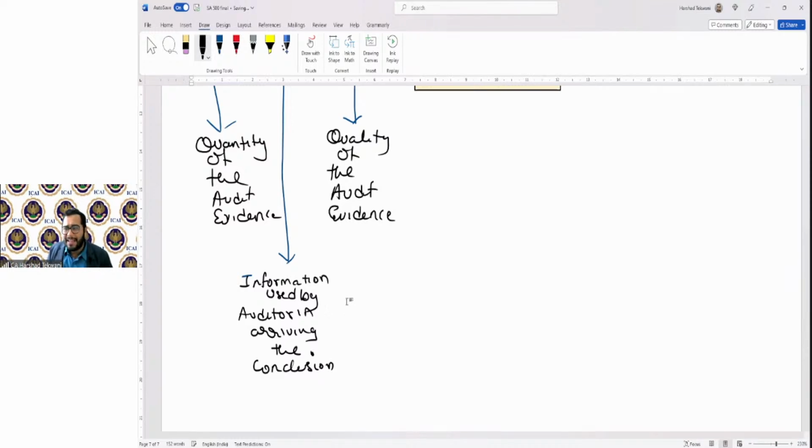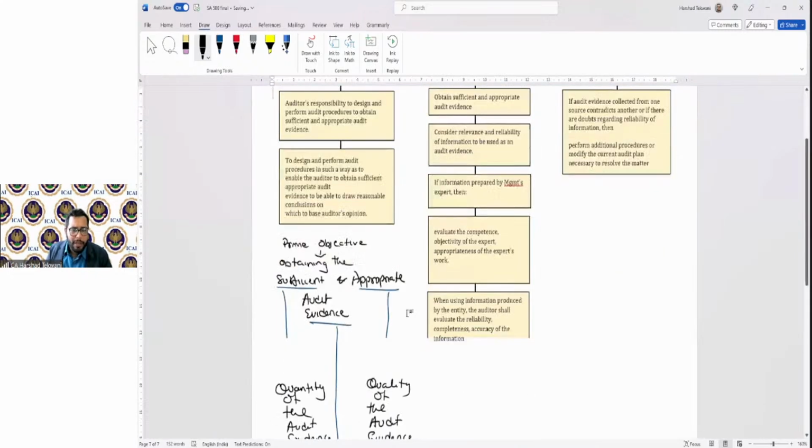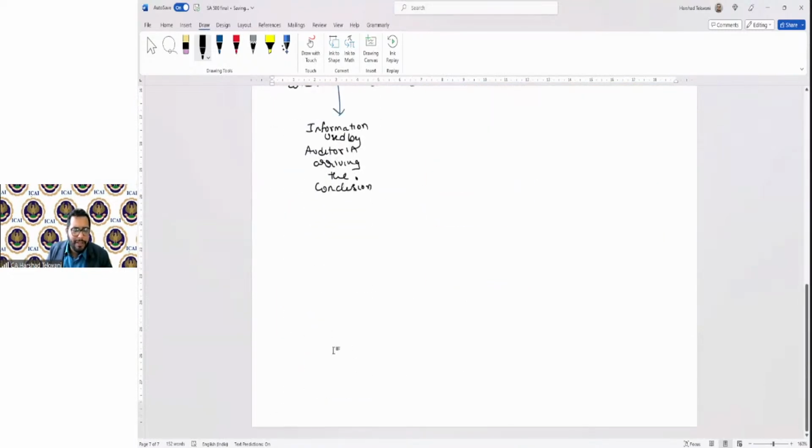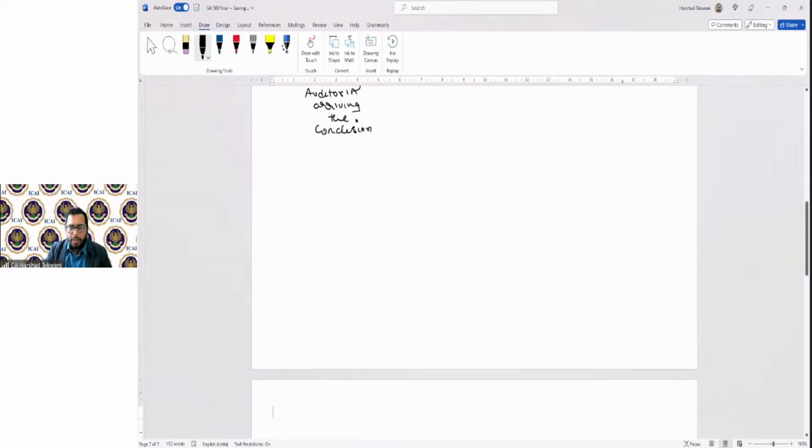So let's say, for example, I'm testing a journal entry. I'm testing a particular journal entry and I'm coming to a particular conclusion: journal entries are good, the control is operating effectively, or everything is fine. That conclusion I'm reaching based on certain things, the samples that I have tested or the evidence I have gathered. And that sample I have tested or evidence I have gathered is the audit evidence on the basis of which I'm saying, okay, journal entries are good.